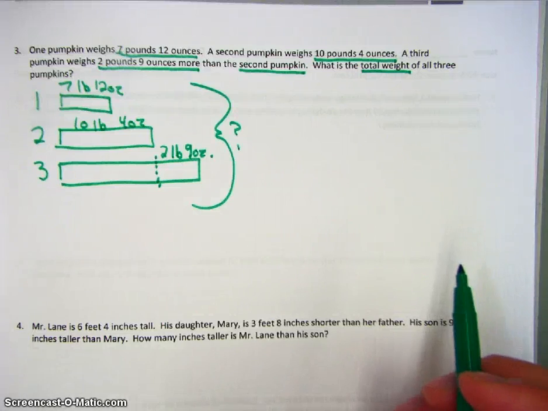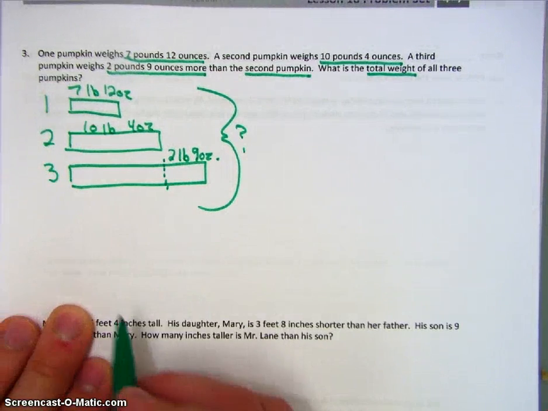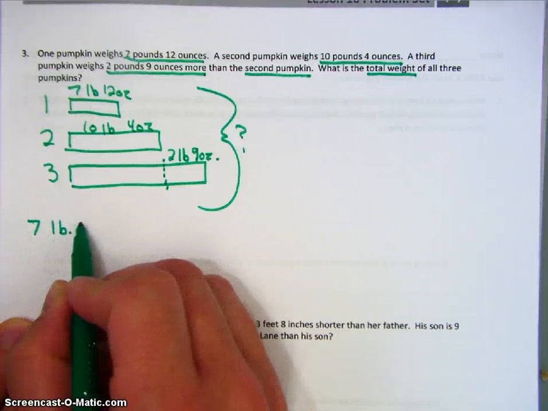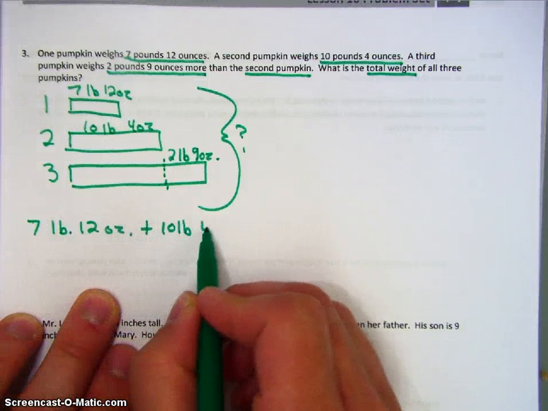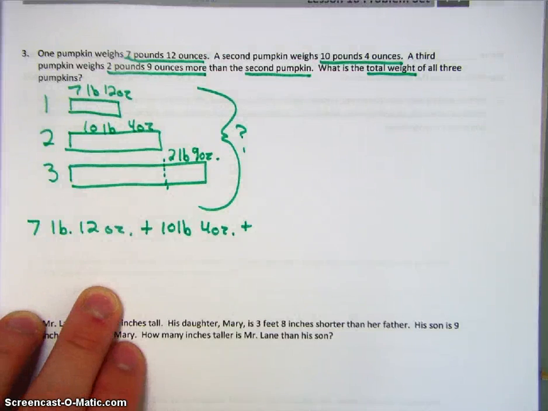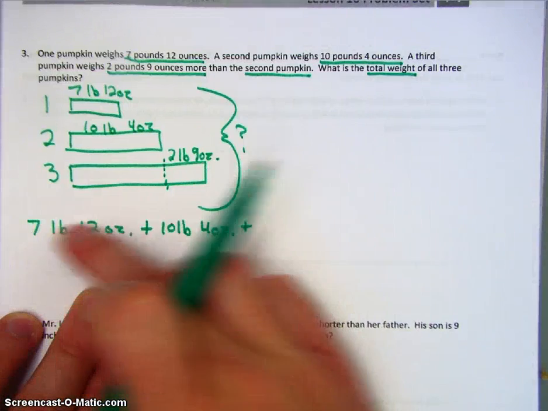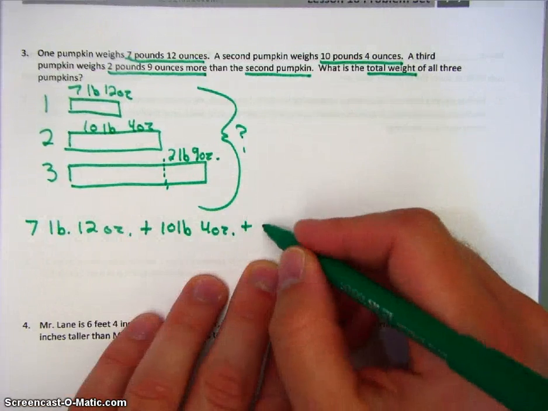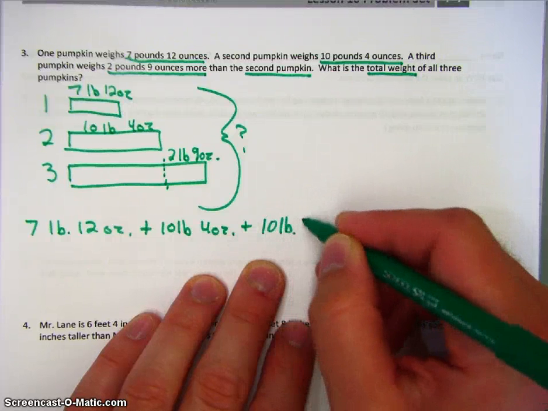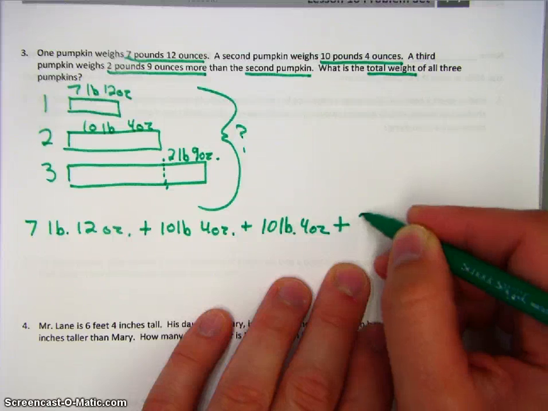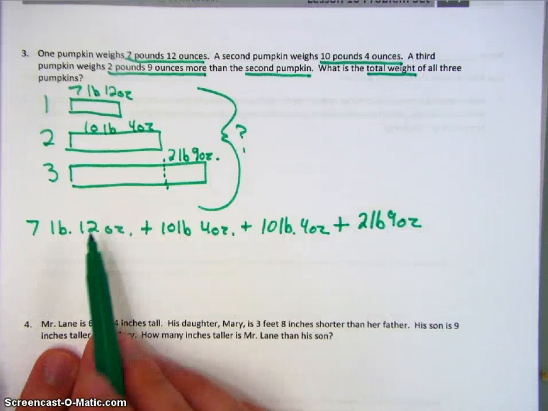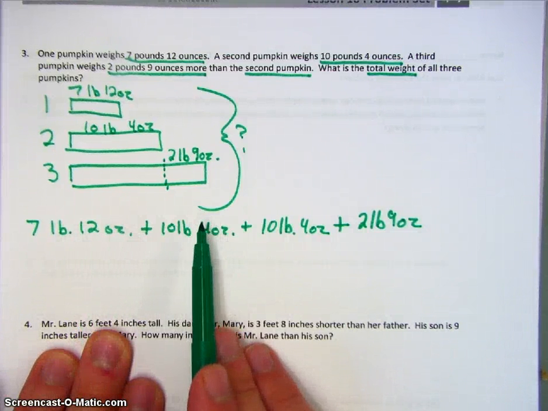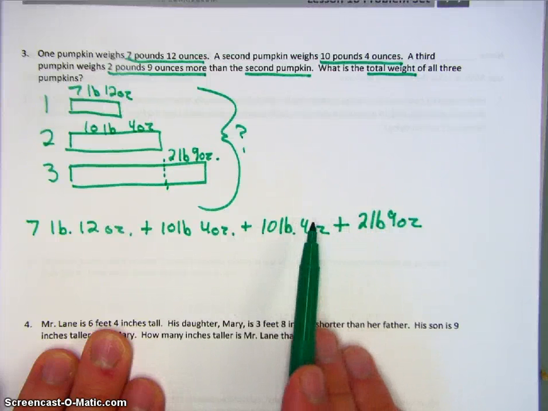Okay, now we can go through and start adding this up. So our first pumpkin we see is 7 pounds, 12 ounces. Second pumpkin is 10 pounds, 4 ounces. Now, if you notice, our third pumpkin has 2 sections on it. So what we're going to do is add up those 2 sections in our total equation. So now pumpkin 3 is 10 pounds, 4 ounces plus 2 pounds, 9 ounces. So if you look at our equation now, we have pumpkin number 1 here, pumpkin number 2 here, and then we're solving pumpkin 3 right here.